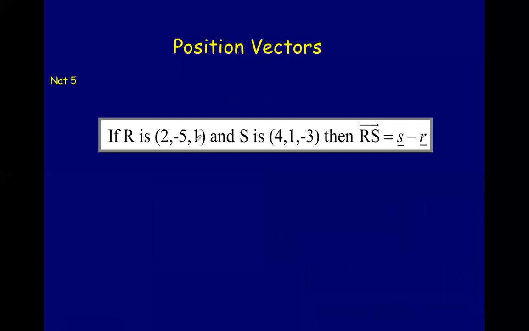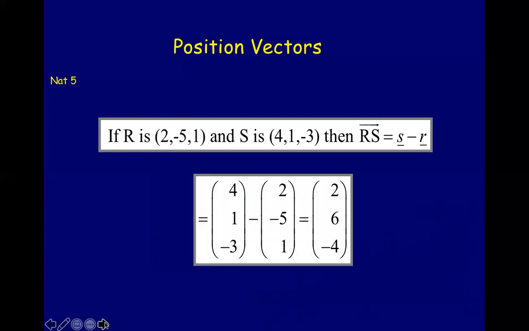If R is (2, negative 5, 1) and S is (4, 1, negative 3), so I've got 2 points, you could be asked to find the vector RS. It's the same way we did AB, B minus A, so RS is just S minus R. You put these into component form and do S minus R. So 4 minus 2, 1 minus minus 5, which is plus 5, negative 3 minus 1, which becomes negative 4. So 2, 6, and negative 4 are the components, the representation of the vector RS in component form using 2 points.